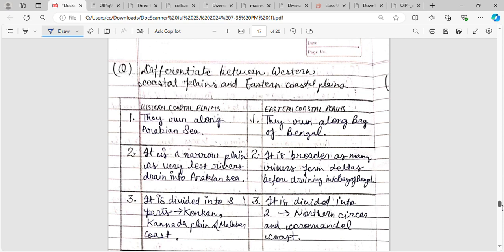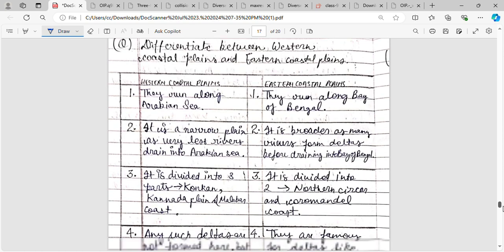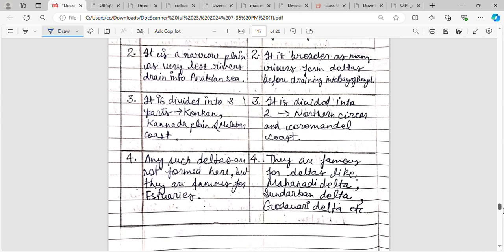Differentiate between western coastal plains and eastern coastal plains. One more differentiate question. Western coastal plains run along the Arabian Sea, and eastern coastal plains run along the Bay of Bengal. Western coastal plain is a narrow plain as very few rivers drain into Arabian Sea, while eastern coastal plains are broader as many rivers form deltas before draining into Bay of Bengal. Western coastal plains are divided into three parts: Konkan, Kannada plain and Malabar coast, while eastern coastal plains are divided into two parts: Northern Sarkars and Coromandel coast.